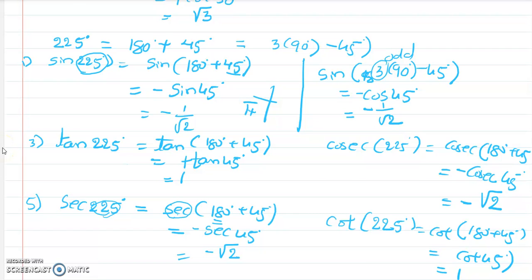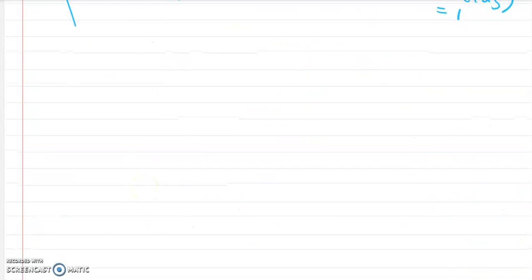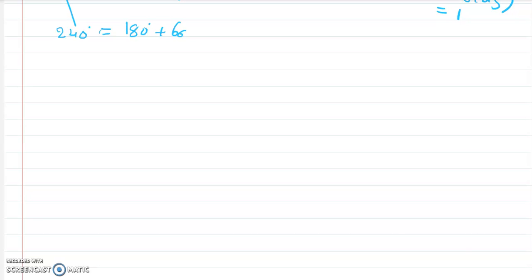Okay. One more standard angle in the third quadrant. I am going to consider it as 240 degrees. 240 degrees can be written as 180 degree plus 60 degree. First, I consider sine operating on 240 degrees. 240 can be written as 180 degree plus 60 degree.